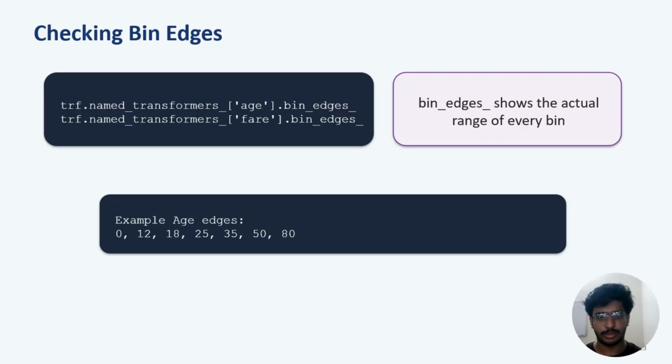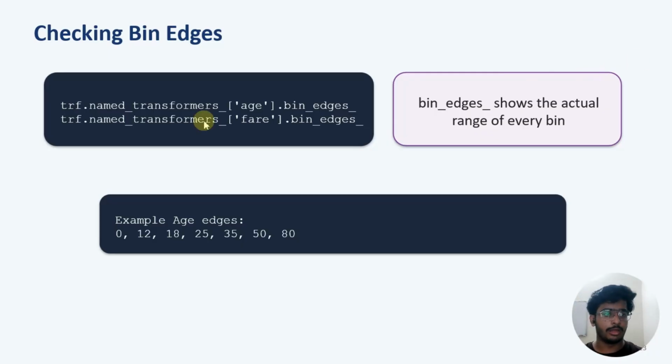Next comes checking bin edges. After applying the binning, we can check the actual bin boundaries using trf.named_transformers_, let's say age or fare, whatever you are using, dot bin_edges_. What this does is bin edges tells us the actual ranges of the bins. For example, age bin edges may look like 0, 12, 18, 25, 35, 50, 80. So this means the bins are like 0 to 12, 12 to 18, 18 to 25, 25 to 35, and similar like that. So bin edges help us understand how the data was divided.